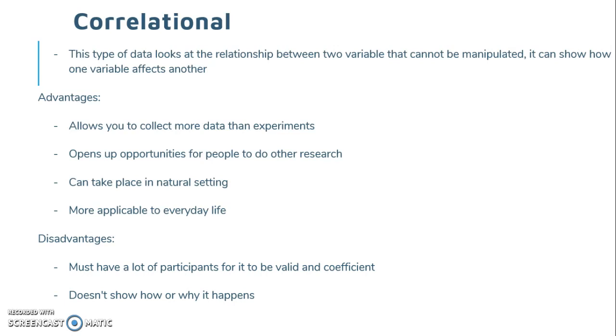It can take place in a natural setting, which can make the results of the experiment more valid and reliable, since it's truer to real life. And it is more applicable to everyday life. So again, for the same reasons, the results are more valid, more reliable. However, it comes with its drawbacks. You must have a lot of participants in it for the results to be valid and coefficient, meaning if you lack the numbers, then chances are the results won't be as valid as if you had more. And also, it doesn't show how or why things happen, simply just that they do.